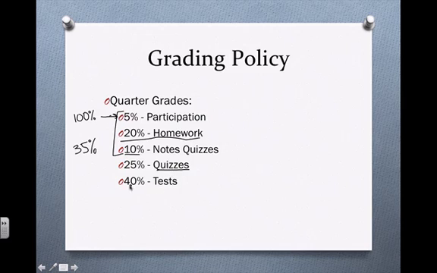And then 40% are your chapter tests. And you will pretty much have a chapter test on every chapter that we go through except for the chapters leading up to the final. So the very last chapter before your final exam, you will not have a chapter test. But every other chapter that we go through, you'll have a test.